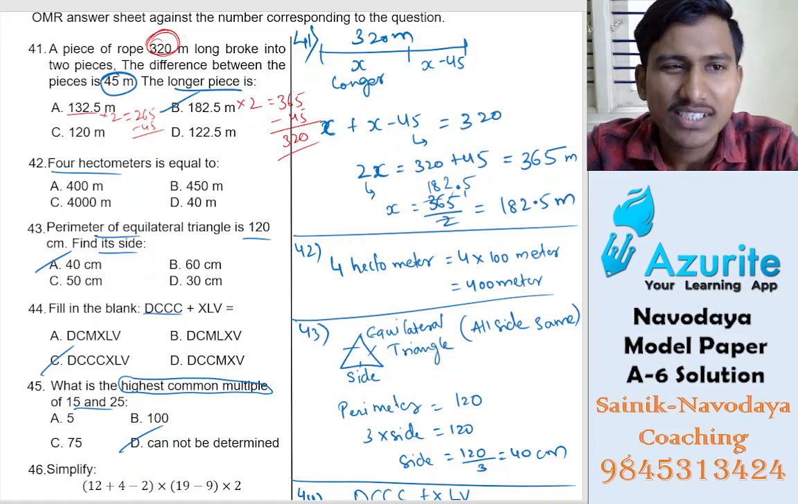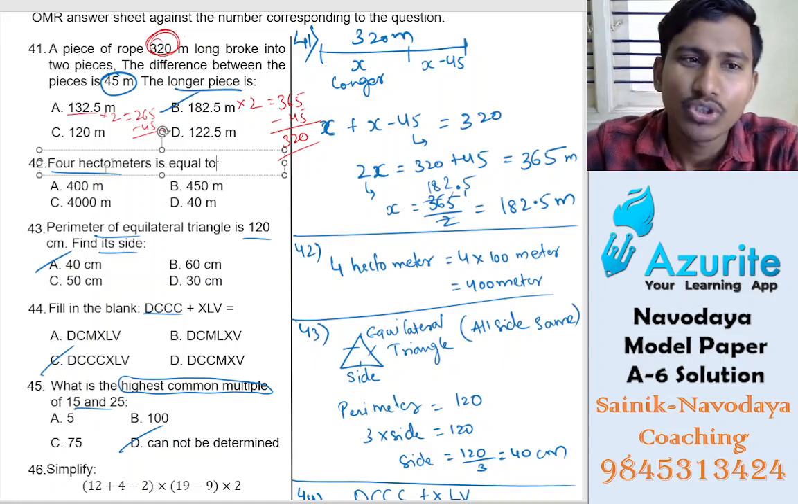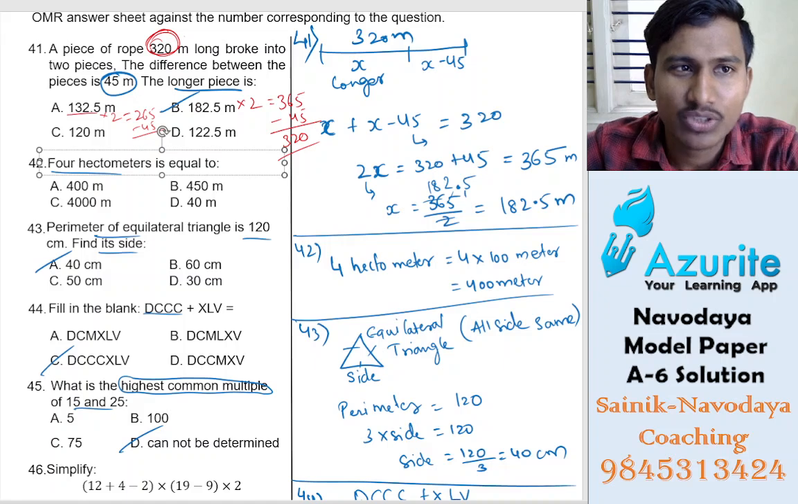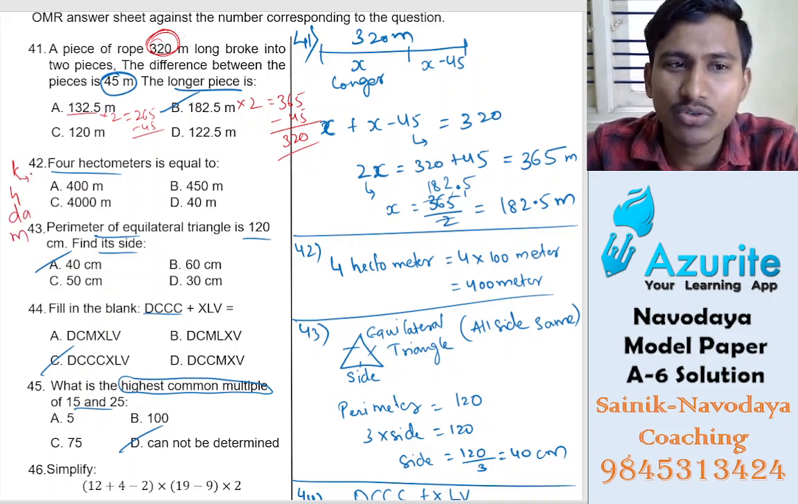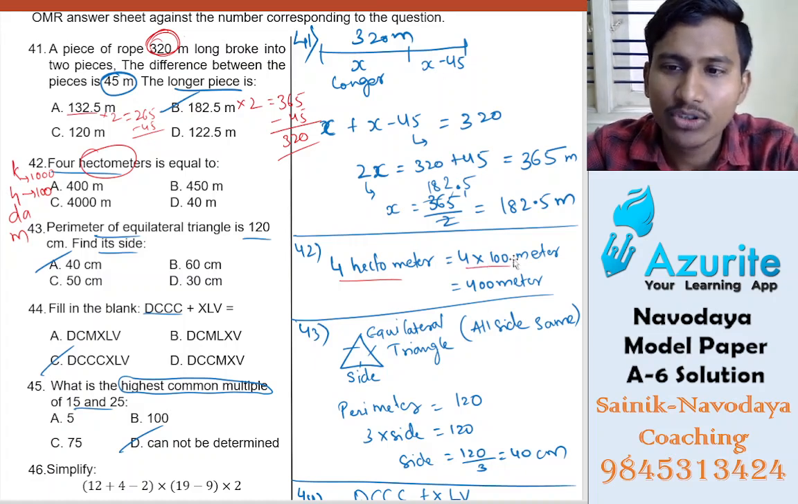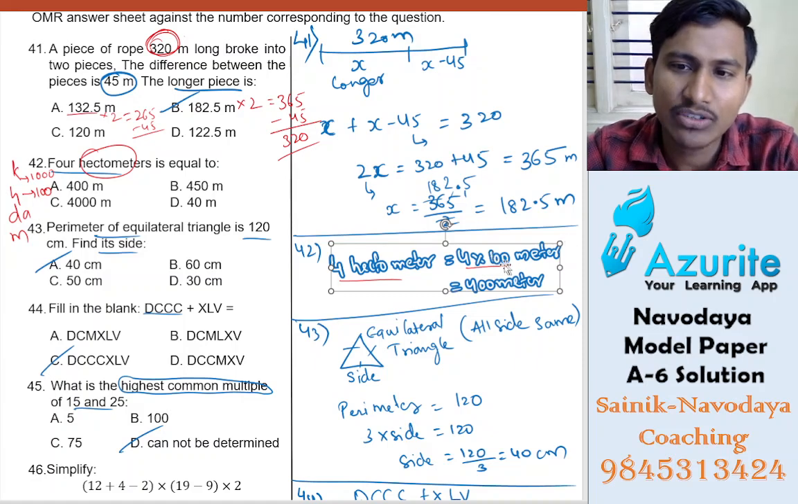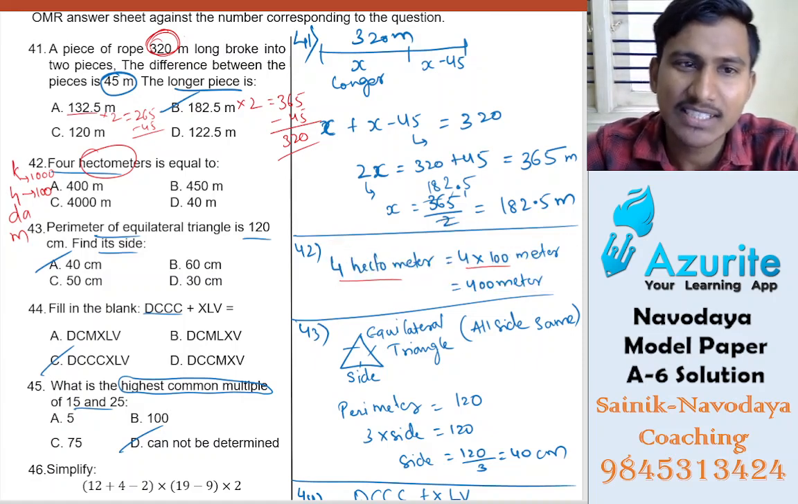Understood? So students, the second question, 42, right? 4 hectometer. Hecto means, we already know kilo, hecto, deca and meter. Kilo means 1000, hecto means 100, right? So hectometer means 100. So 4 into 100, 400 it will be. So 400 meter is the answer. Option A here, okay? Understood?